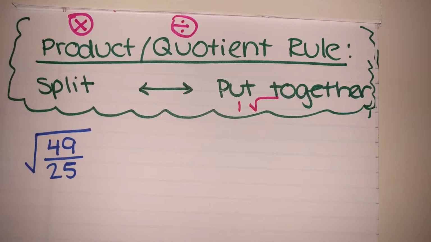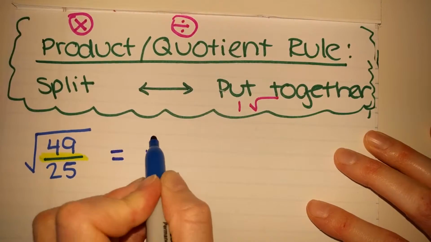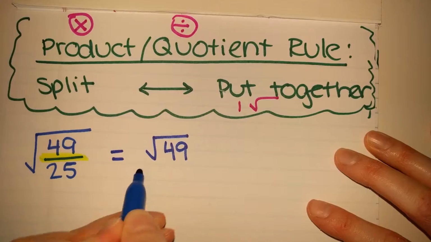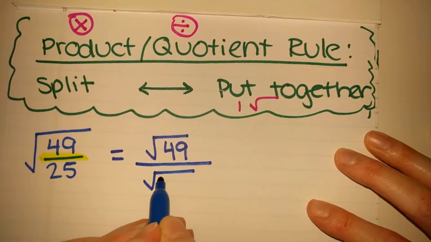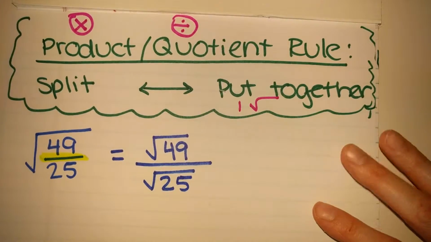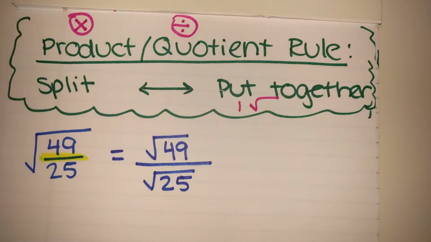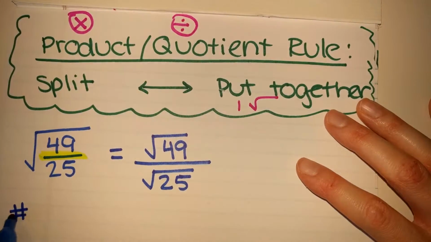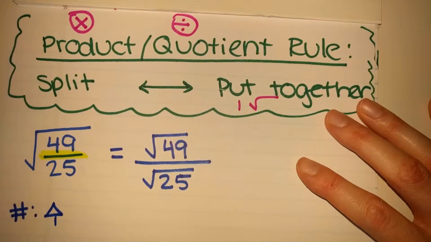So what I can do is I can split this up because of the fact that we are dividing inside of that radical. So the quotient rule says that I can split this into the square root of 49 over the square root of 25. Now, I then have to simplify each of these individual radicals. So because they are numbers, I will draw a little factor tree.